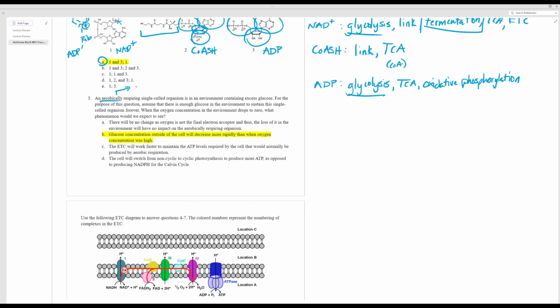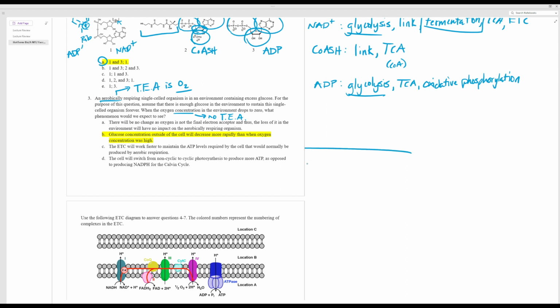in aerobic respiration, our TEA, terminal electron acceptor, is O2. The organism is in an environment containing excess glucose. For the purpose of this question, assume that there's enough glucose in the environment to sustain this single-celled organism forever. Cool. When the oxygen concentration in the environment drops to 0, so what we're saying is no terminal electron acceptor, what phenomenon would we expect to see?